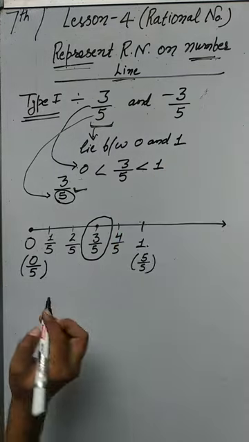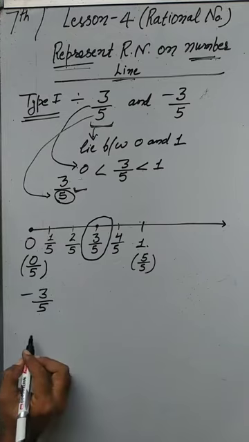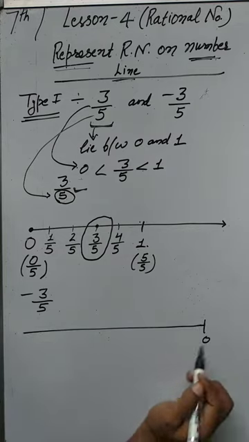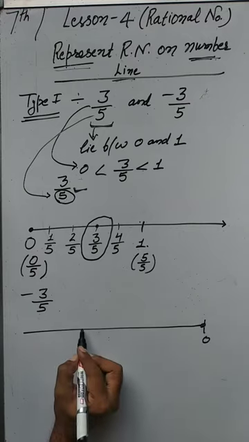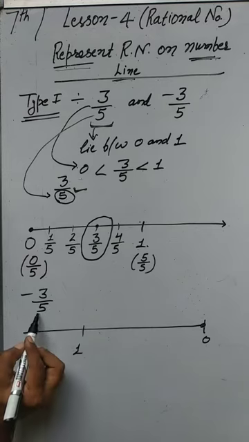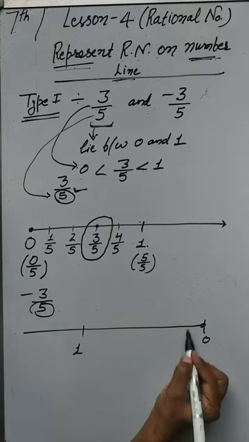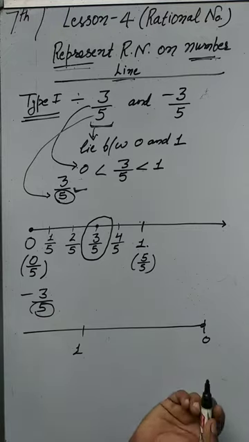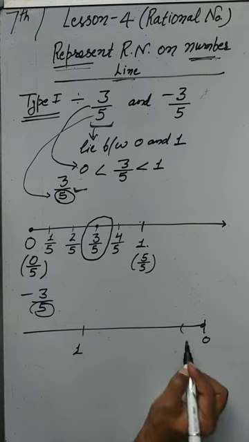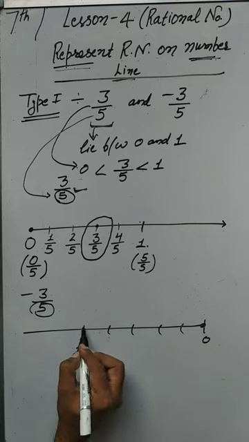And what about the negative one? In negative beta, we have to only change the side. You know, all the negative rational numbers lie on the left hand side of 0. So we will mark here 0, and here is our 1. Similarly, like that question, we will divide. What is the denominator here? 5. We will divide that portion into 5 equal parts. You can apply equal cut with the help of compass or with the help of scale. You can mark 5 points at equal distance, 1, 2, 3, 4 and 5.